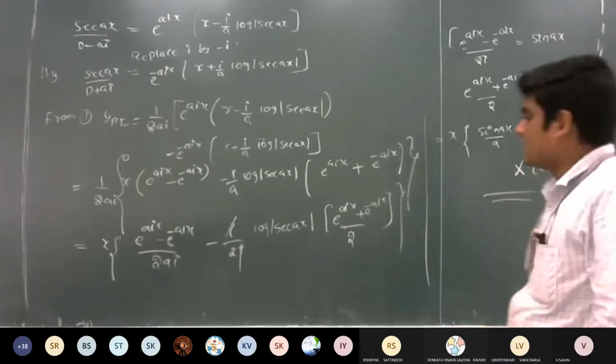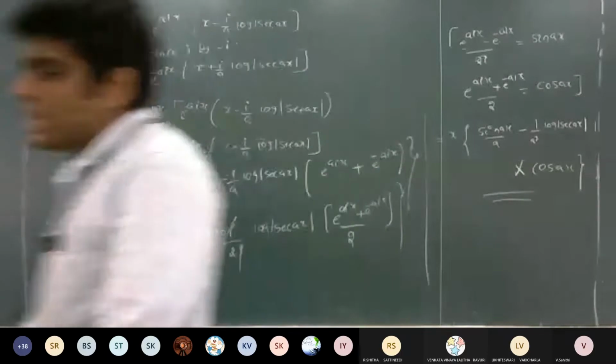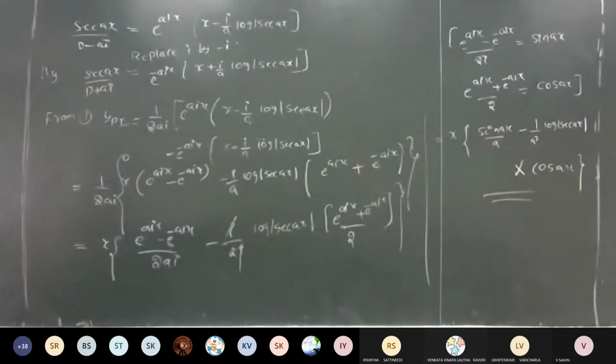So this is the required particular integral. Is it clear to you, everyone? It is a very simple question. x by a sin ax minus 1 by a square log mod secant ax into cos ax.